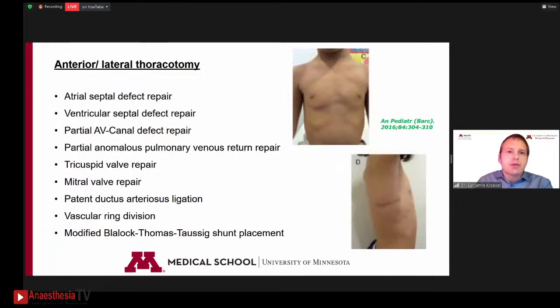Now, the next part, the anterior or lateral thoracotomy, allows a large number of procedures conducted with normal central bypass cannulation. So reports in the literature show good results for repairs of atrial and ventricular septal defects, partial AV canal defects, and partial anomalous pulmonary venous return repairs. We can access AV valves, so the tricuspid valve and the mitral valve can be repaired through that approach. There is obviously the PDA ligation technique that we use for that, vascular rings. And there are some reports where shunt procedures have been performed through thoracotomies.